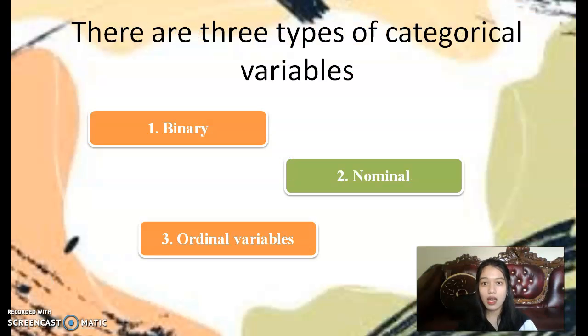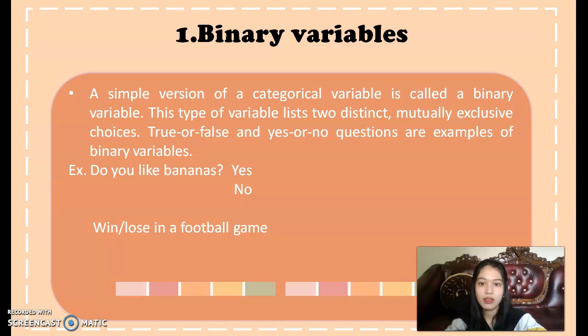And these are the three types of categorical variables. First, binary, the second is nominal, and the last is ordinal variable. Okay. First, binary variables. Binary variables are a simple version of a categorical variable. This type of variable leads to distinct, mutually exclusive choices, for example, true or false and yes or no.